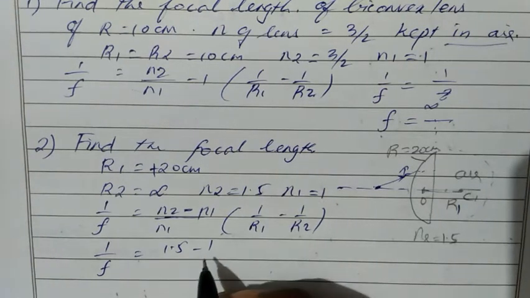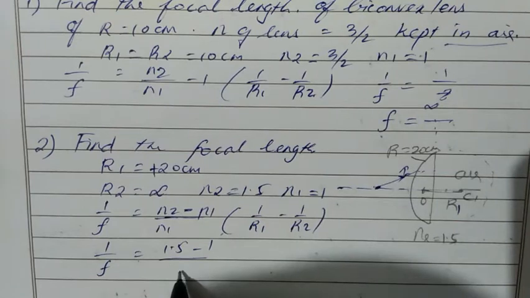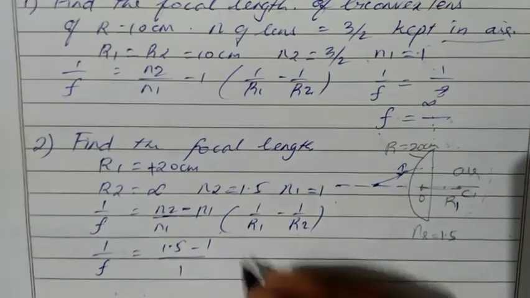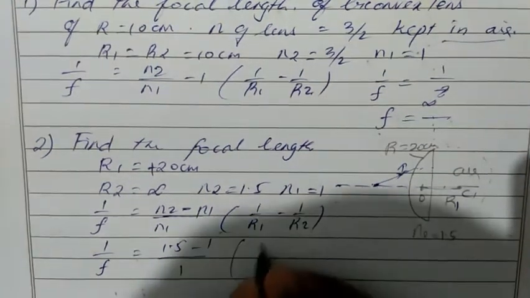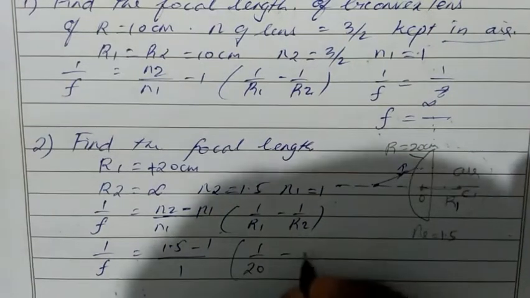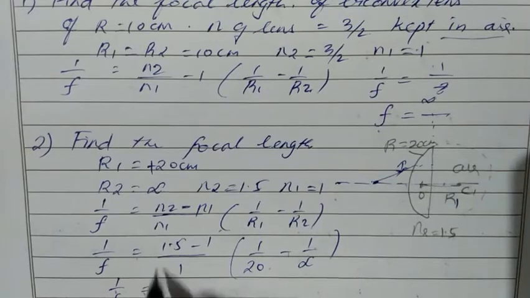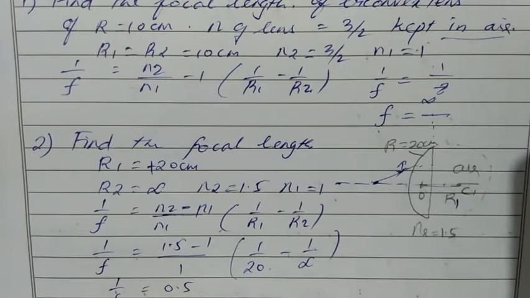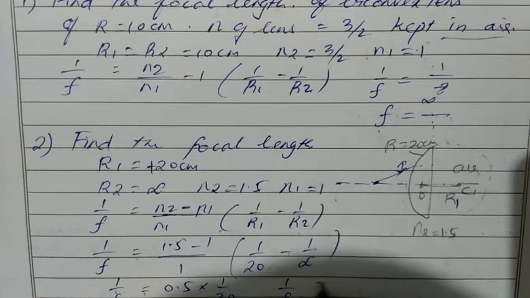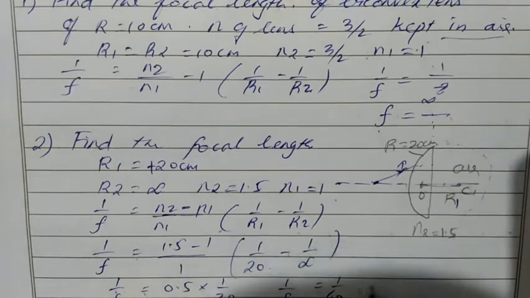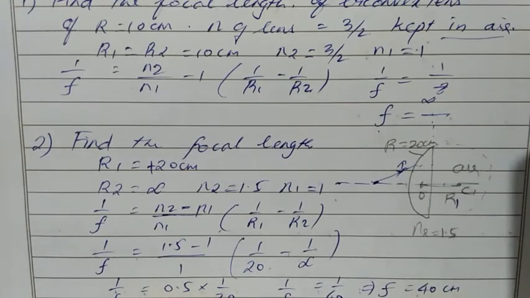Then here we have N1 1. Then the refractive index, 1 by R1, 1 by 20, minus 1 by R2, 1 by infinity. So 1 by infinity is 0. 1 by F equal to 1.5 minus 1, 0.5, 0.5 into 1 by 20. Then we have 1 by F equal to 1 by 40. Hence F equal to 40 centimeter, plus 40 centimeter.